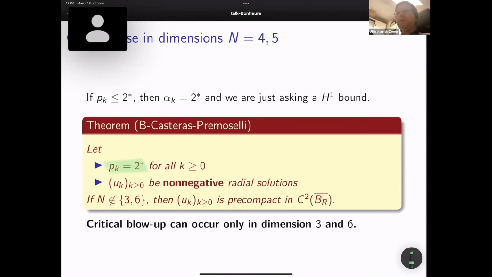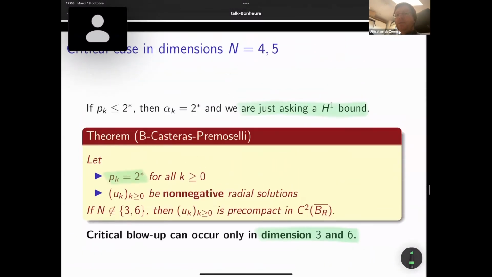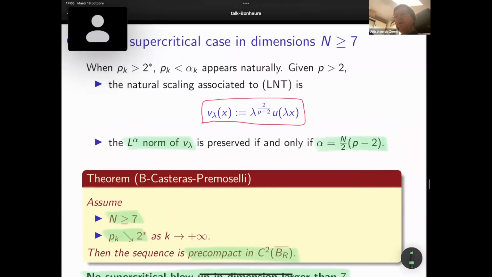Now the critical case, the purely critical case. Remember that in the purely critical case, we are asking for an H1 bound. We cannot have blow up except in dimension 3 and 6. So in the critical case, blow up can occur only in dimension 3 and 6. These are the two pre-compactness results we have.